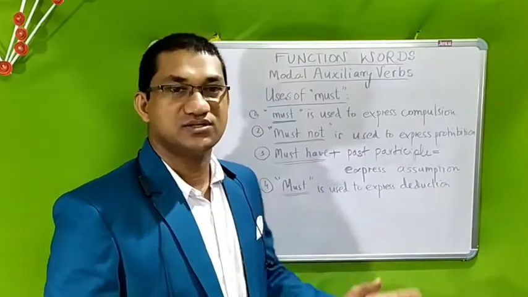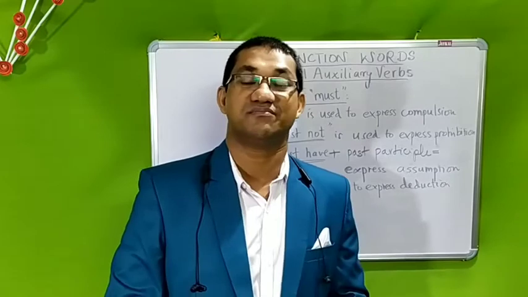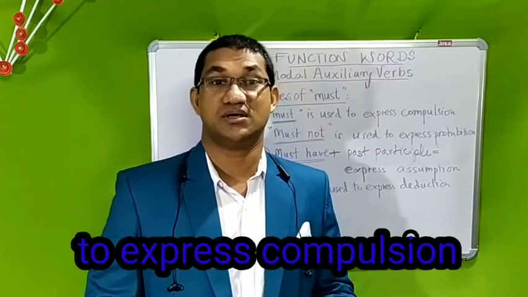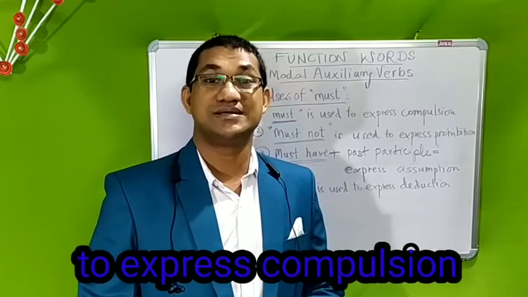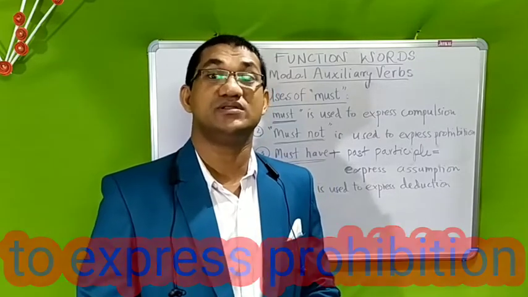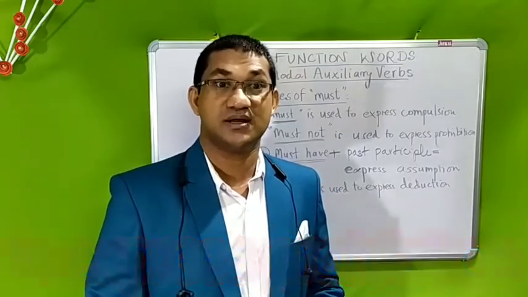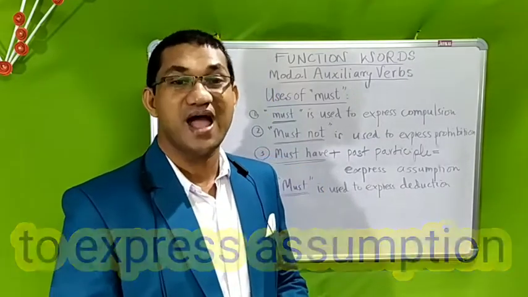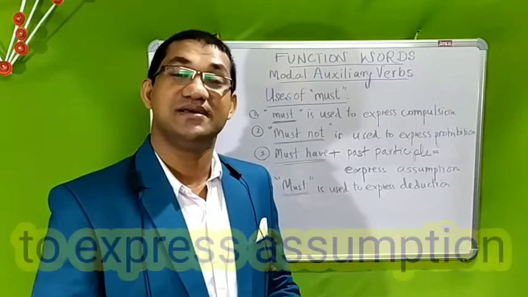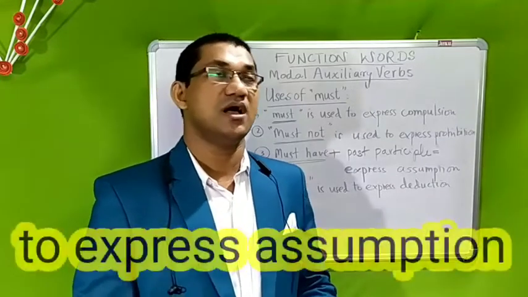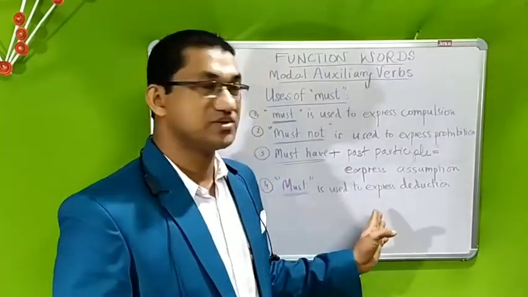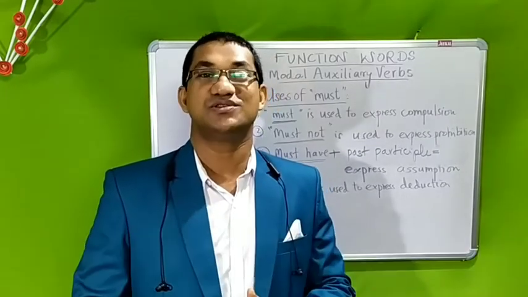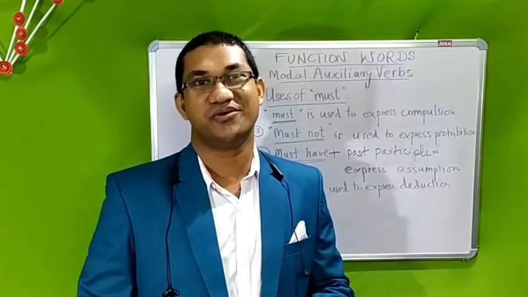Now we can come to the end of the different uses of must. Must is used to express compulsion. It is used to show prohibition with not. Must not is used to express prohibition, and must have plus past participle is expressing assumption, and must is used to express deduction. So these are the four main uses of the modal auxiliary must.